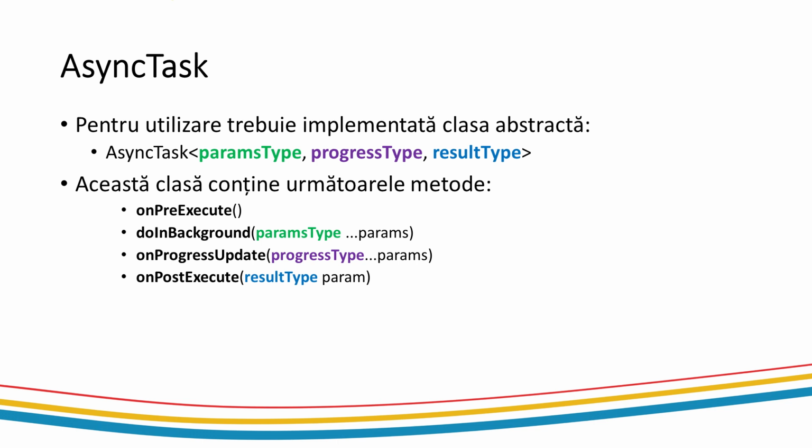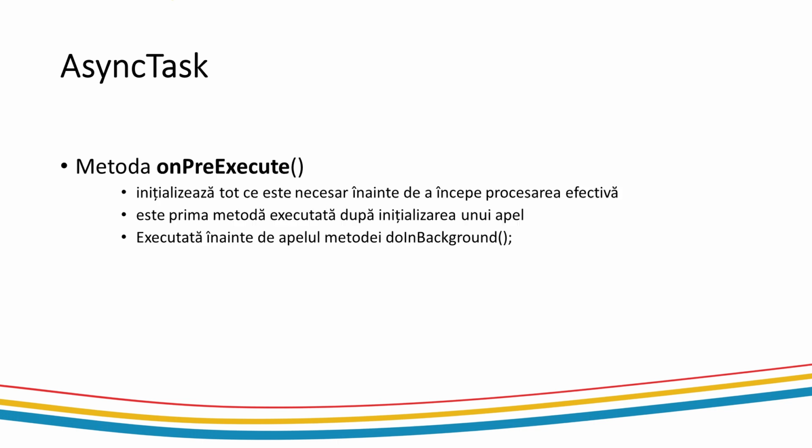Right. And then you have to override a few lifecycle methods to define what actually happens during those different stages. Let's go through those methods. We have onPreExecute, doInBackground(Params...), onProgressUpdate(Progress...), and onPostExecute(Result). All right, so onPreExecute is the first method that gets called, and importantly, it runs on the UI thread.